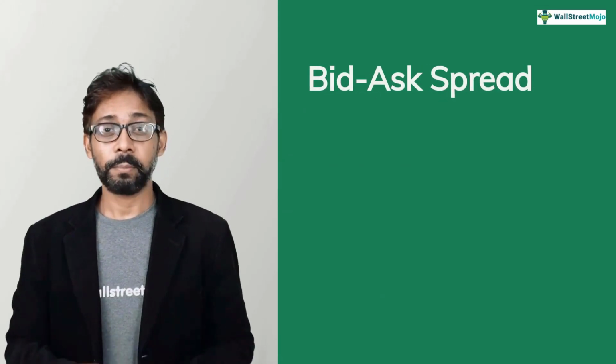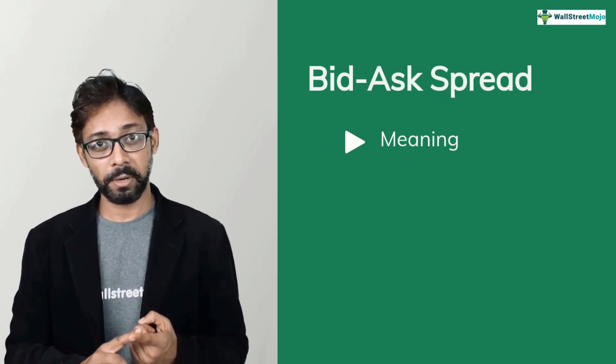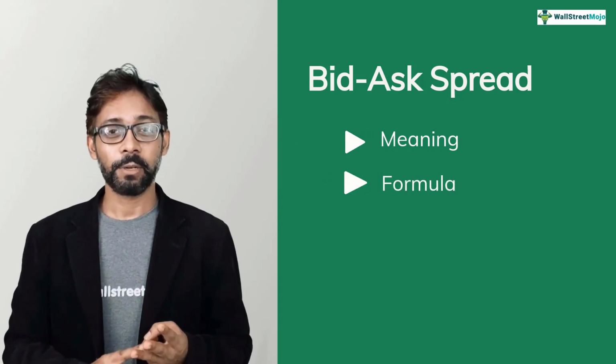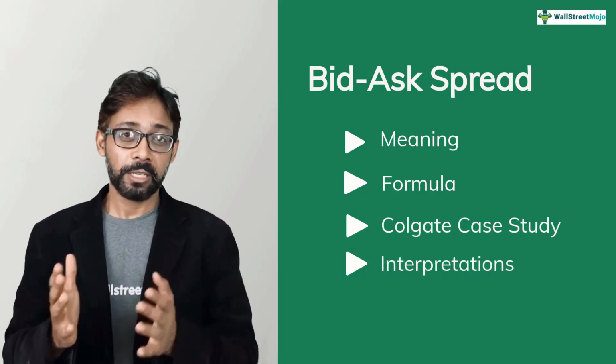So in this tutorial, we basically have four objectives. Number one, we learn what bid-ask spread actually means. Number two, its formula and calculations. Number three, we'll calculate bid-ask spread for Colgate. And number four, its interpretations and how you use it.